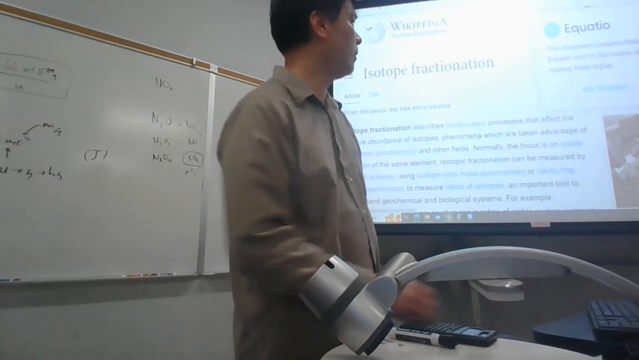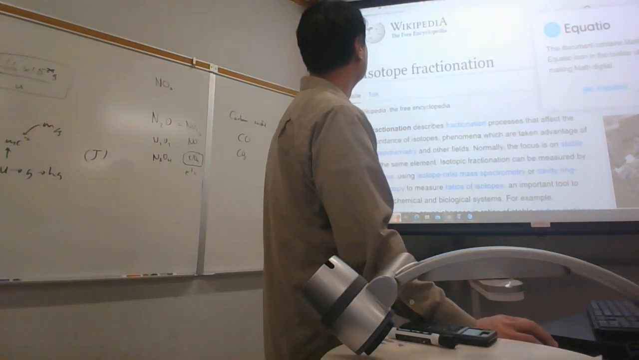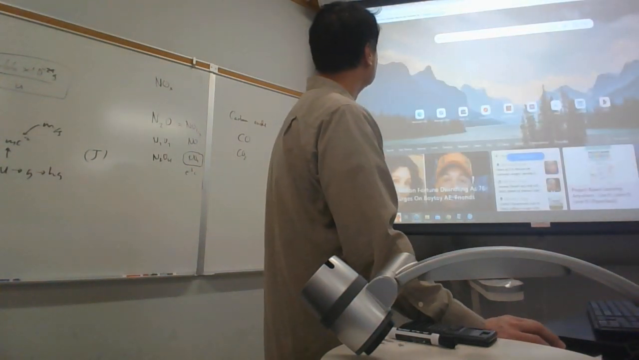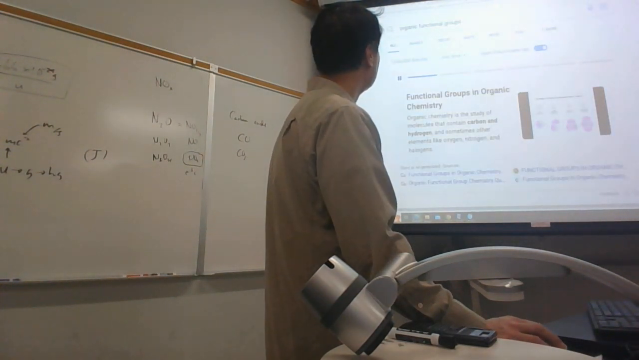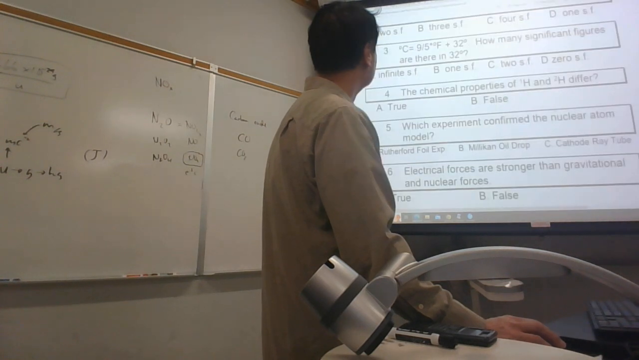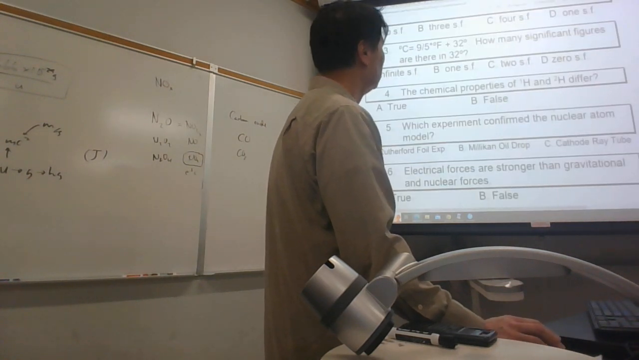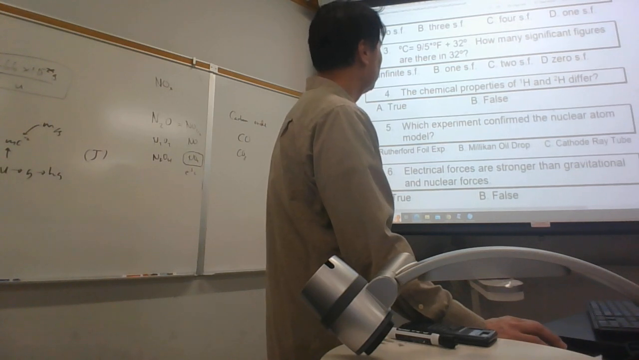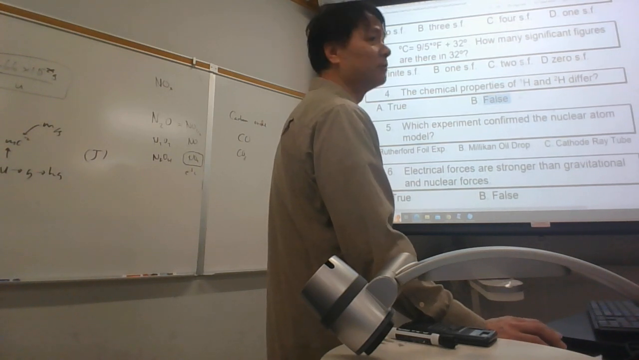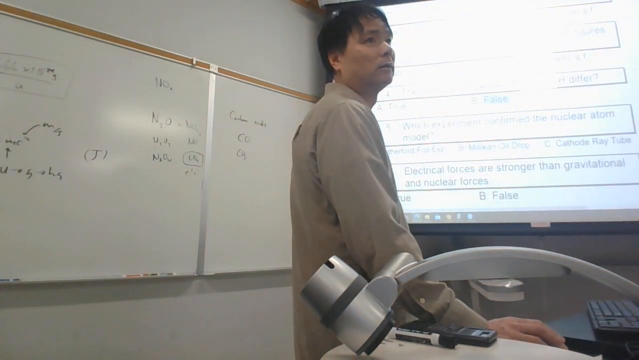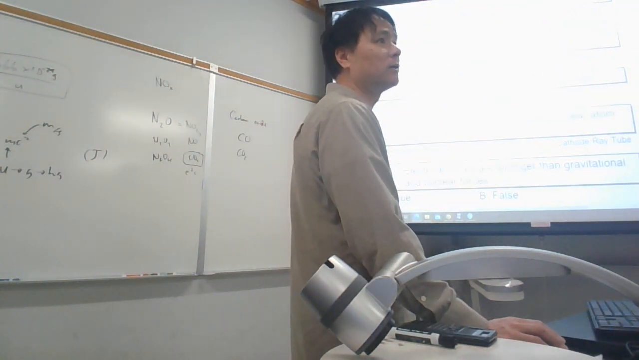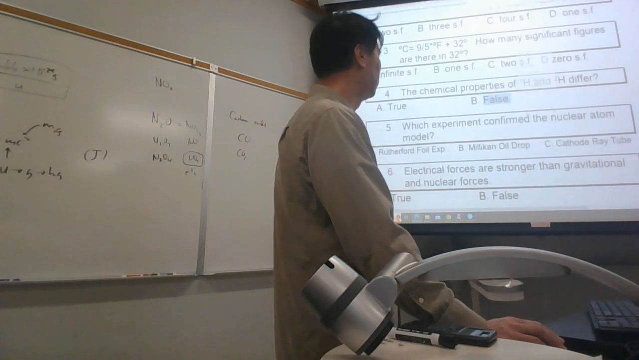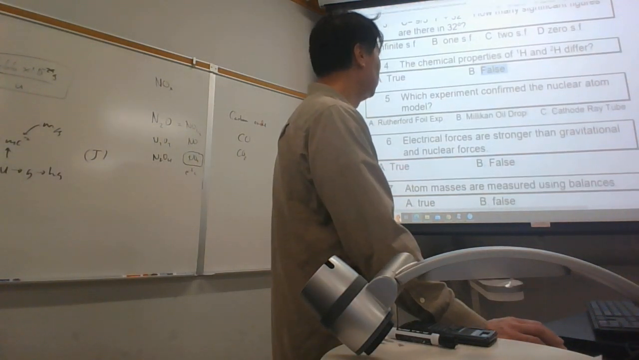All right. Other questions on this? So number 4 is false. Number 4, the chemical properties differ, is false. The physical properties differ, pretty much. The chemical properties should be the same.